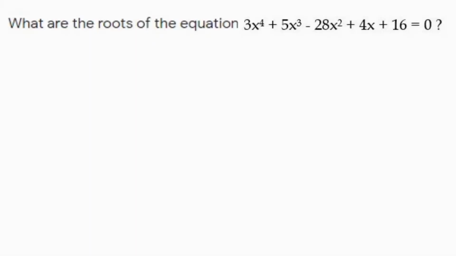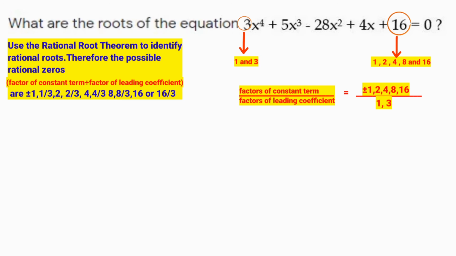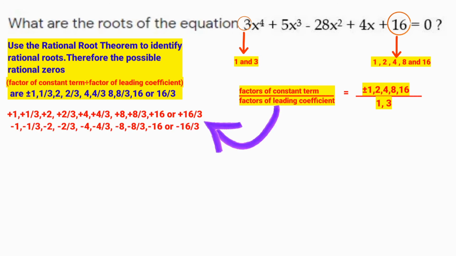What are the roots of the equation 3x to the 4th power plus 5x cubed minus 28x squared plus 4x plus 16 is equal to 0? To solve this problem, we'll be using synthetic division using the possible zeros as the divisor. Use the rational root theorem to identify rational roots. Therefore, the possible rational zeros, the factor of the constant term divided by the factor of the leading coefficient, are positive negative 1, 1/3, 2, 2/3, 4, 4/3, 8, 8/3, 16 or 16/3.